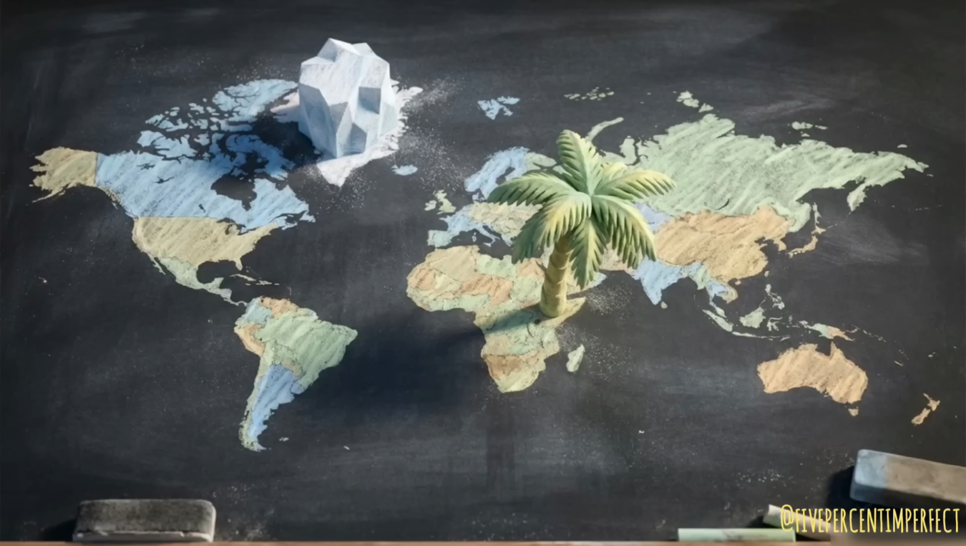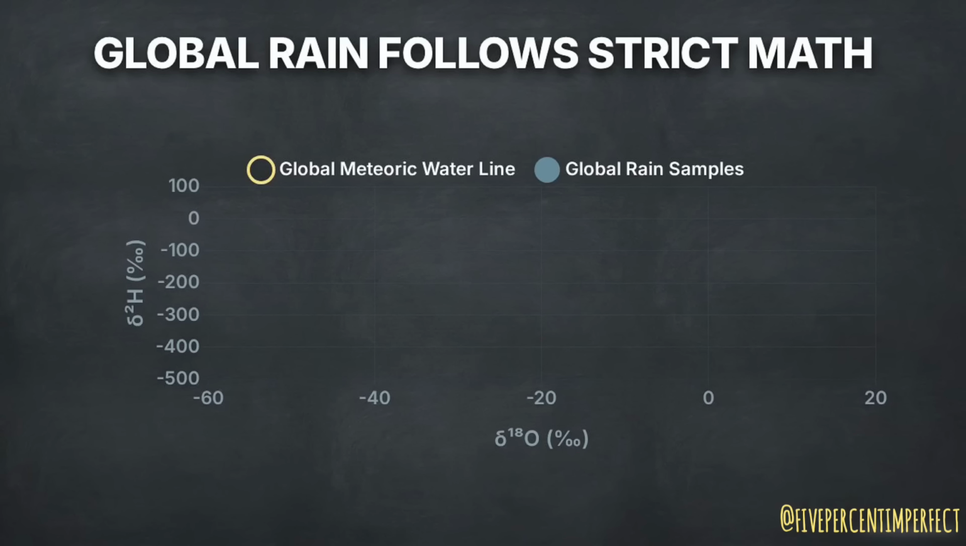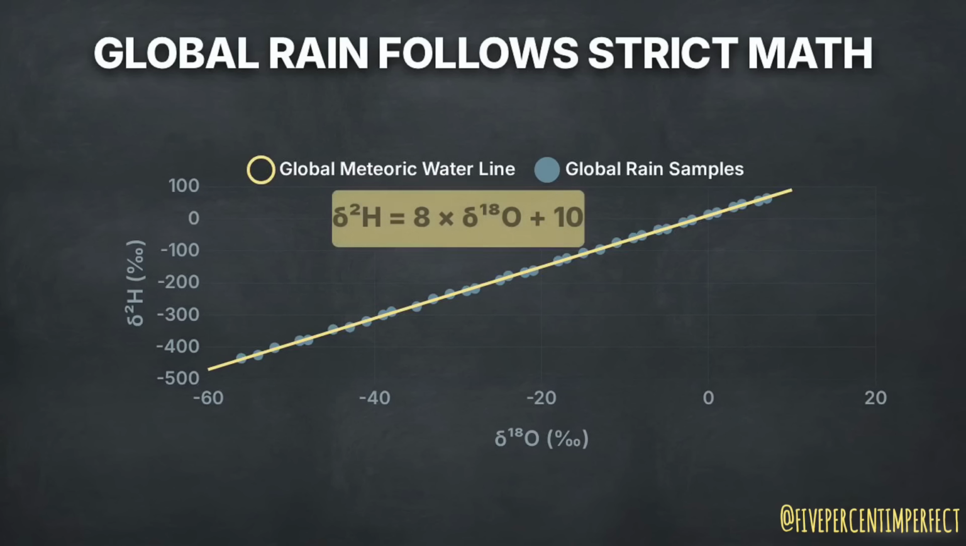In 1961, a geochemist named Harmon Craig gathered rainwater samples from across the planet, testing everything from tropical monsoons to polar ice caps. When he plotted those global samples on the graph, they did not scatter randomly. The rain aligned in a highly organized, predictable formation. This perfect alignment is the Global Meteoric Water Line. It operates on a universal equation: delta H2 equals 8 times delta O18 plus 10.